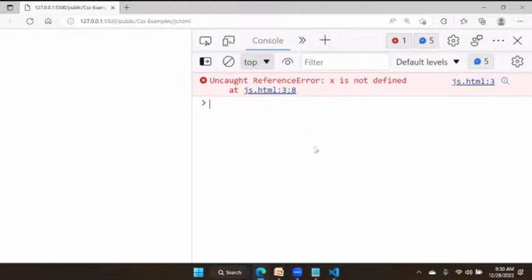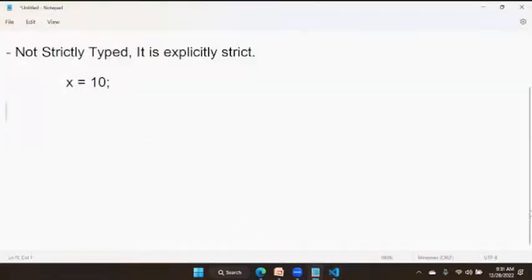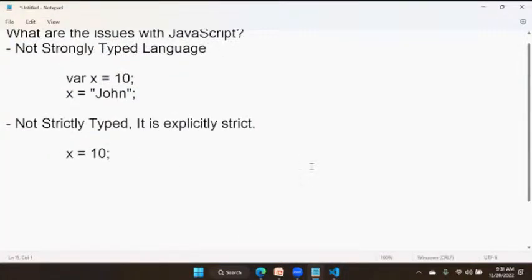So this is a very basic thing. I hope you learned in JavaScript that JavaScript is not strongly typed. JavaScript is not strictly typed. And we have to turn on the strict mode by using "use strict". So is JavaScript having strict mode? Yes, it is having. JavaScript is having strict mode, but it is not implicit. It is explicit. Explicit means you need to turn it on.